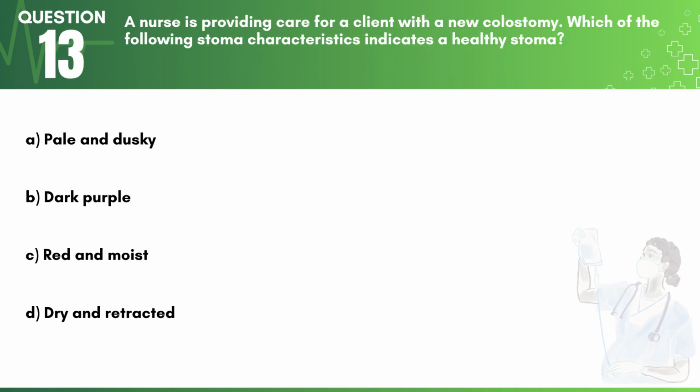Question 13. A nurse is providing care for a client with a new colostomy. Which of the following stoma characteristics indicates a healthy stoma? A. Pale and dusky. B. Dark purple. C. Red and moist. D. Dry and retracted.